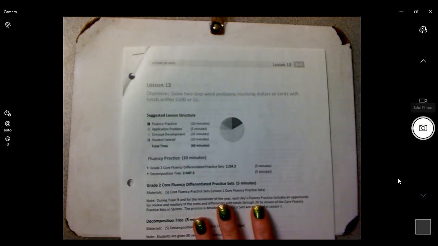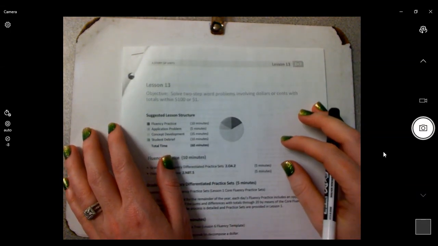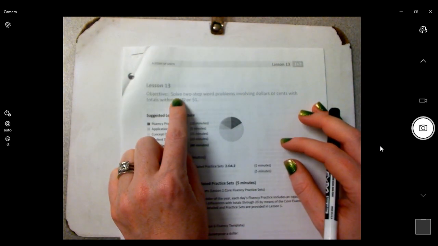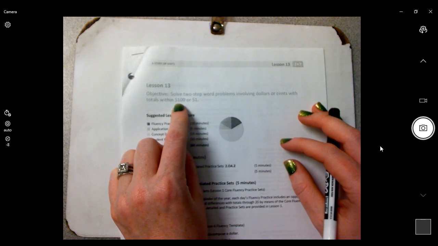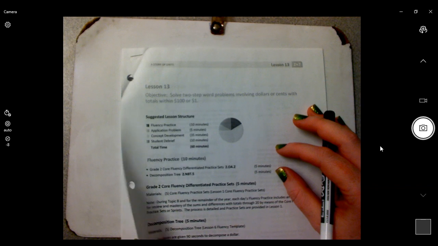All right, so this is grade 2, mission 7, lesson 13. Today's objective is solve two-step word problems involving dollars or cents with total within 100 or $1.